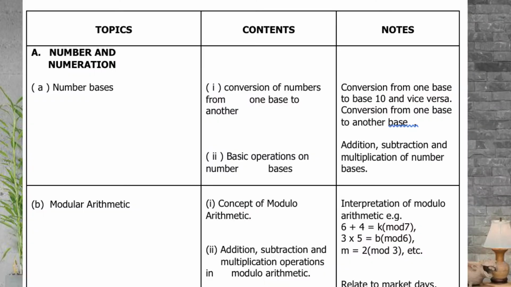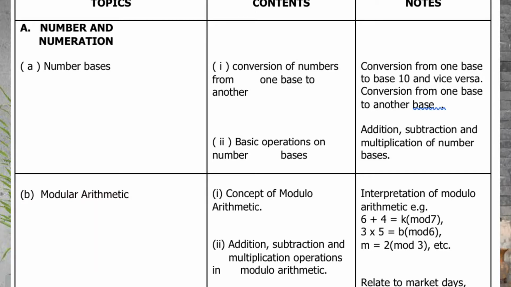So look at it. Under number and numeration, you are supposed to know conversion from one base to another. That means how to convert from base 10 to other bases, and from other bases to base 10. If you know how to do that, and how to add, subtract, multiply and divide number bases, that means you should be done with number bases. That's basically what you need under number bases.